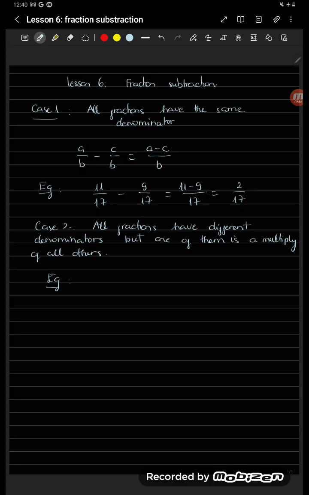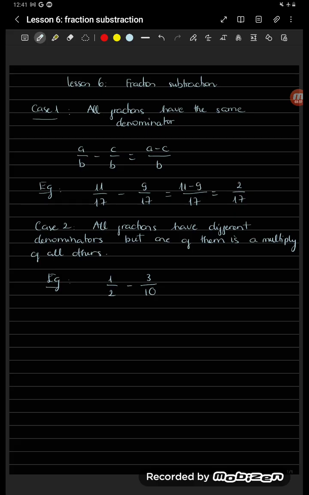Let's say we have 1 over 2 subtract 3 over 10. In this case, both fractions have different denominators. The first one has a denominator of 2, the second one has a denominator of 10. So they are different, and we cannot just subtract the top part and keep the bottom part like in case one, right? So we must make them the same denominator first.